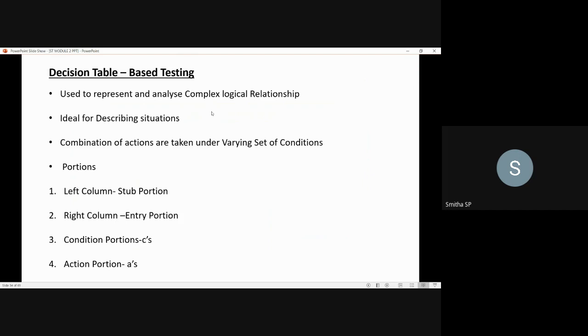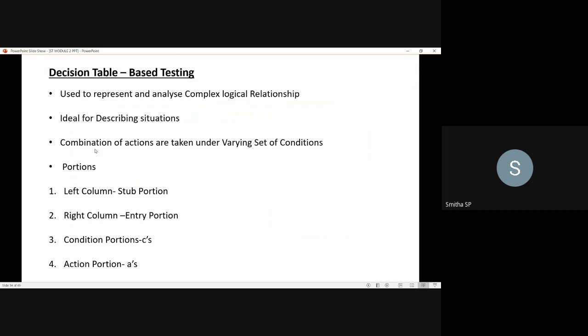So we'll discuss it. Here in the decision table, what you will have is a combination of actions that you are taking based on a set of conditions. That is how the decision table will help you to represent the situations and the complex logical relationships.